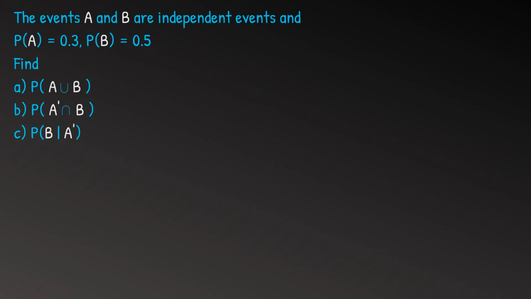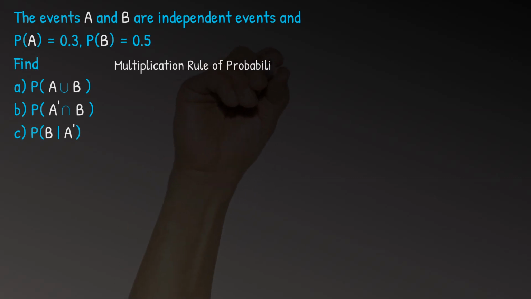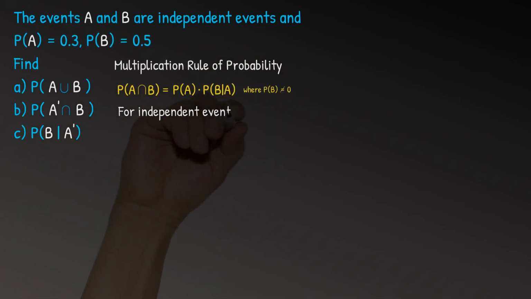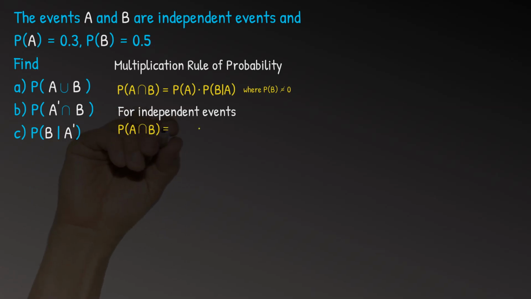In this question, we're given the probability of events A and B, but we're also told that they are independent events. Now, to answer this question, we're going to have to use the multiplication rule of probability, which is this. And for independent events, we get the probability of A intersect B is equal to the probability of A times by the probability of B. I'll probably end up doing another video just on the multiplication rule of probability, and when I've done it, I'll link it down below. But for now, we'll just use the rules.